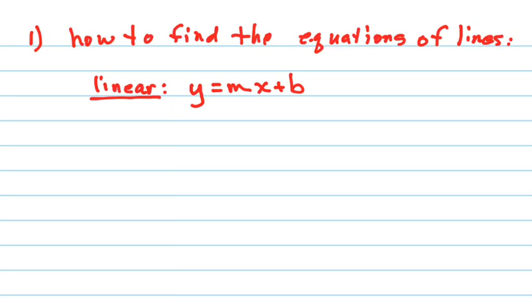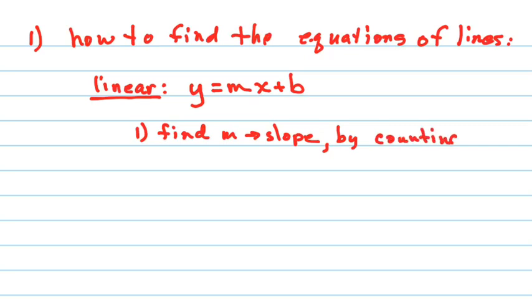Right? So in order to use it, first, find m, which is the slope, right? And if you have the graph, you can find it by counting. Just count from one point to another. Remember, it's rise over run. And remember, slope can be negative or positive depending on if the line is going up or down, right? If the line is going down, it's what sign? Negative, good. If it's going up, then that means it's positive.